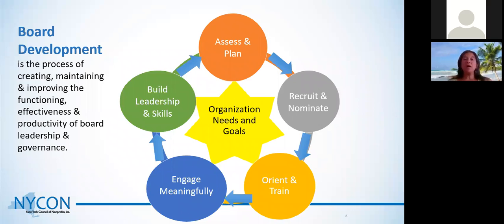So when we think about board development, many people say, we have a nominating committee. And what they're really doing is talking about one component of the recruitment process, one component of the board development process. But if you think about it holistically, board development is an ongoing process of creating, maintaining, and improving the functioning, effectiveness, and productivity of board leadership and board governance. And that changes over time.